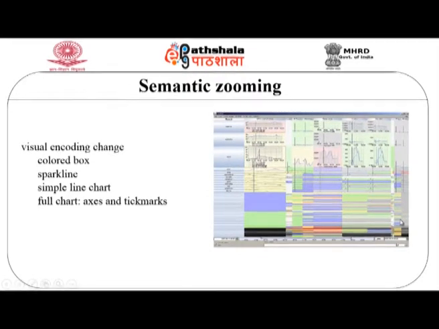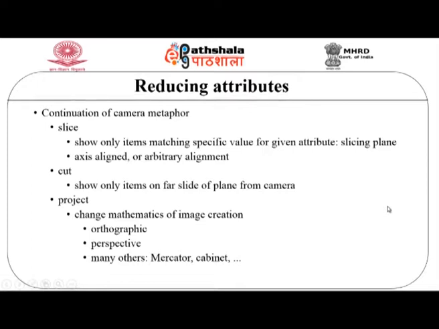This is an example of semantic zooming. The visual encoding changes. Colored boxes become sparklines, then a simple line chart. The full chart consists of axes and tick marks. So this is an example of the semantic zooming approach.